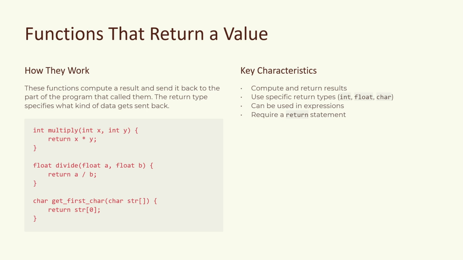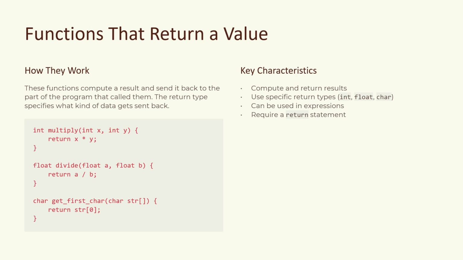Here we have written three different examples. The first one is multiply, the second function name is divide, and the third one is get first char. The first function, multiply, multiplies two numbers and returns the result as an integer. The second function performs division and returns a floating point value. The third function, get first character, extracts and returns the first character of a string.